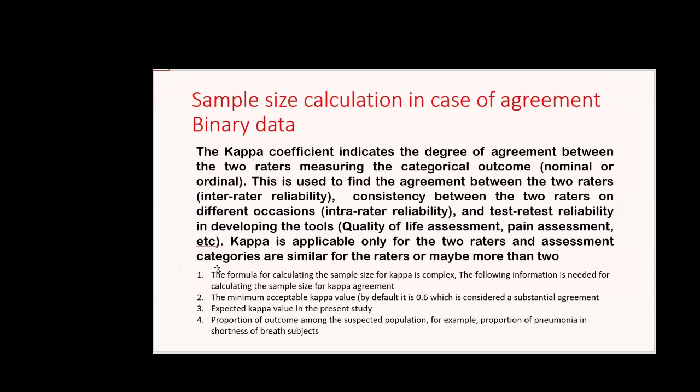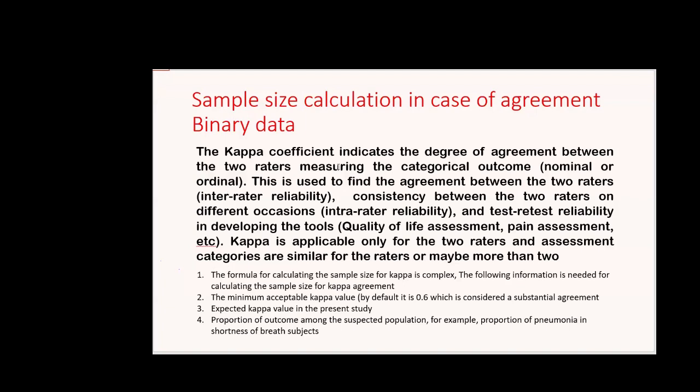Suppose one rater has 0 to 3, then the other rater should also have 0 to 3. It should not be 0 to 2. In other words, it should be a square matrix.